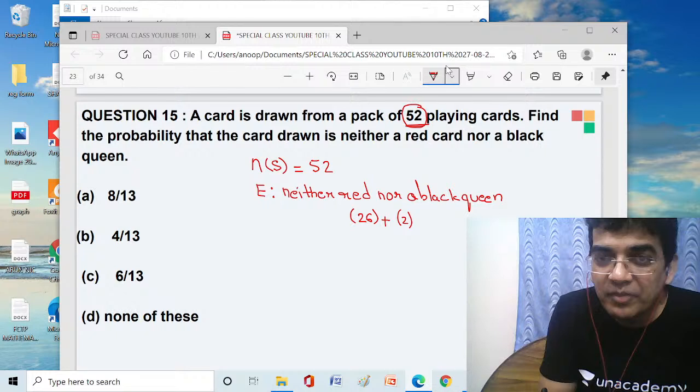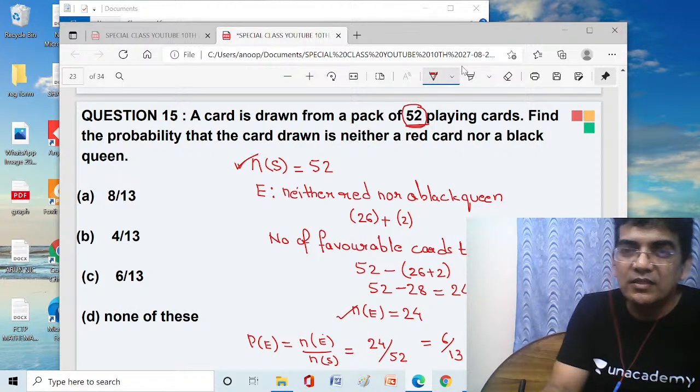And I told you, to find the probability you just need NS and NE. So I have got NS, I have got NE. So here I can find the probability. Probability of the event will be NE upon NS. So NE is 24, NS is 52. So you can reduce it by 4. 4 sixes are 24. You reduce it by 4, it will give you 13. So my answer will be 6 by 13. See this one, 6 by 13. Hope this is clear to you now.